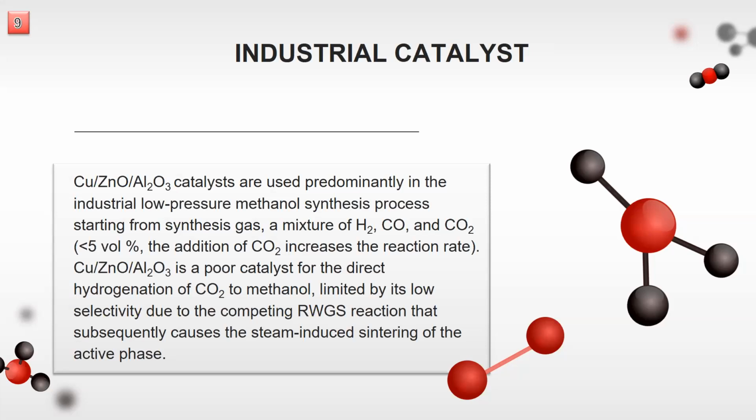The other problem with this catalyst is that it uses hydrogen and carbon monoxide as a feedstock. Carbon dioxide is only added to the feedstock just to increase the reaction rate. But actually carbon monoxide and hydrogen are used for the methanol formation. And when this catalyst is used for direct CO2 hydrogenation, it shows low selectivity and stability. So this catalyst is not good for direct CO2 hydrogenation.